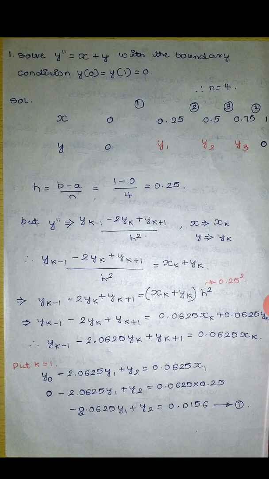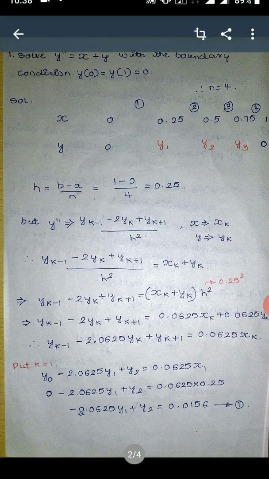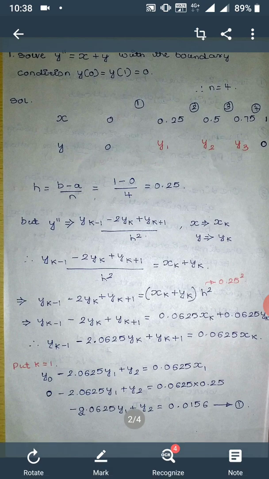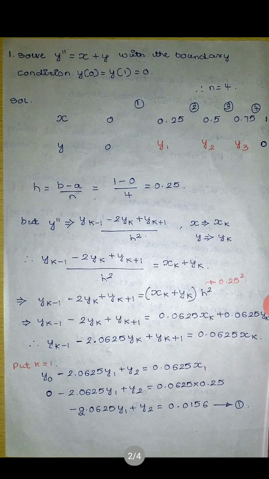So let's take down a mathematical problem. Solve y double dash is equal to x plus y with the boundary condition y of 0 is equal to y of 1, which is equal to 0. So this is the problem we are going to see. Say the x is varying between 0 to 1, with 4 steps. That means 0 to 0.25, then 0.25 to 0.5, 0.75 to 1.